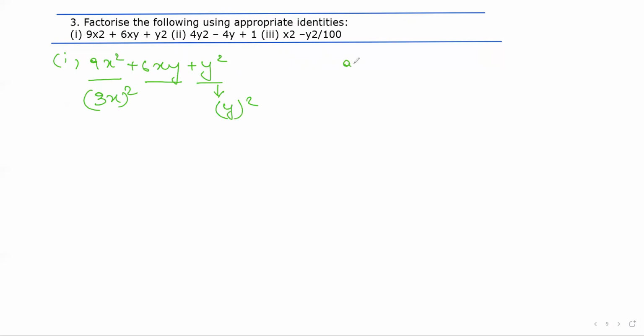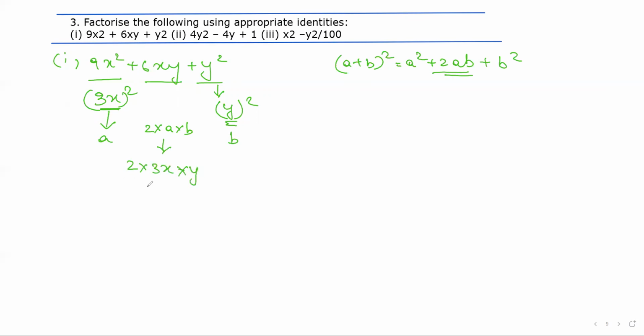Now we know that when you have a plus b whole square, you have a square plus 2ab plus b square. Now if you take this value as your a and this value as your b, your middle term should be 2 times these two multiplications. So if you take 2 multiplied by a multiplied by b, let's see what you get. You get 2 multiplied by 3x multiplied by y, which is 6xy, which is exactly the value which is written in the middle. So by this basic observation, we can say that this is based on this identity. Now, this was complete rough work.